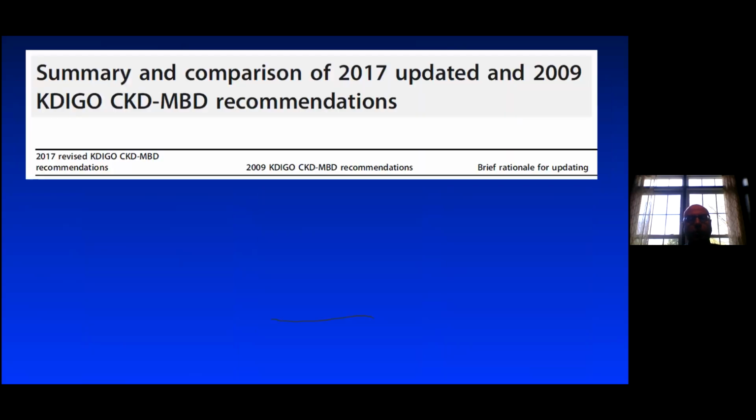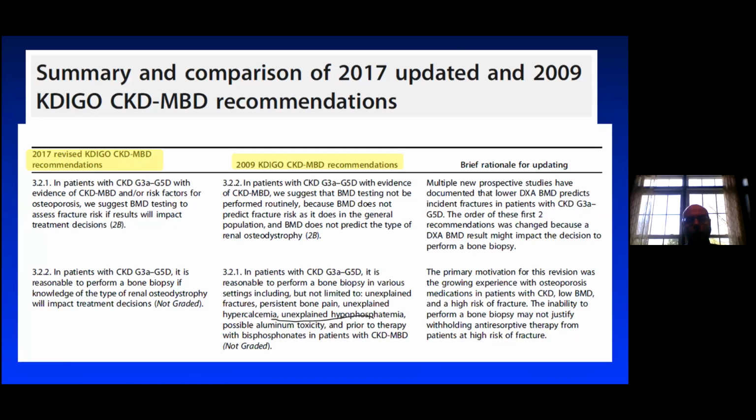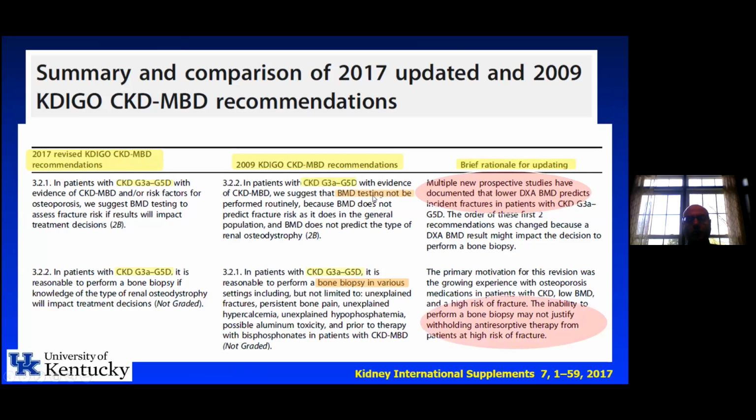So why did they change? They changed this radically from 2009 to 2017. In 2009, they recommended against using DEXA scan and testing BMD because they said it doesn't predict fracture. But they changed that in 2017 because of multiple new prospective studies. There were mainly three big studies that showed that DEXA scan predicts fracture risk in our CKD and dialysis patients. I'm not going to talk about the biopsy right now; we'll leave it till the end.